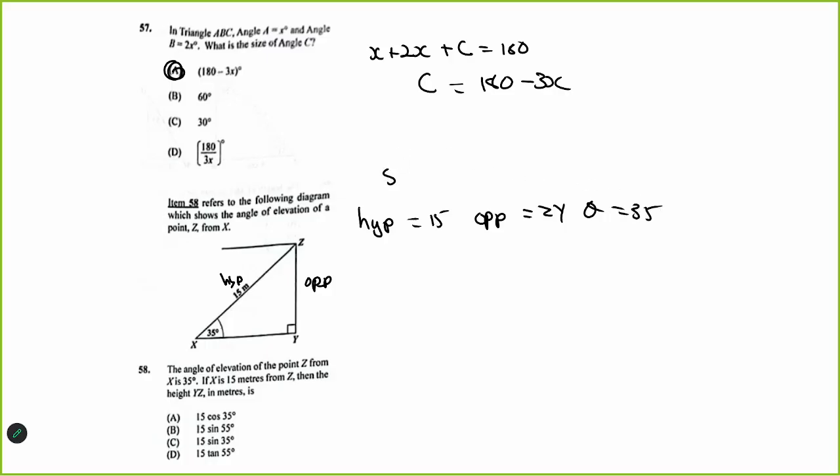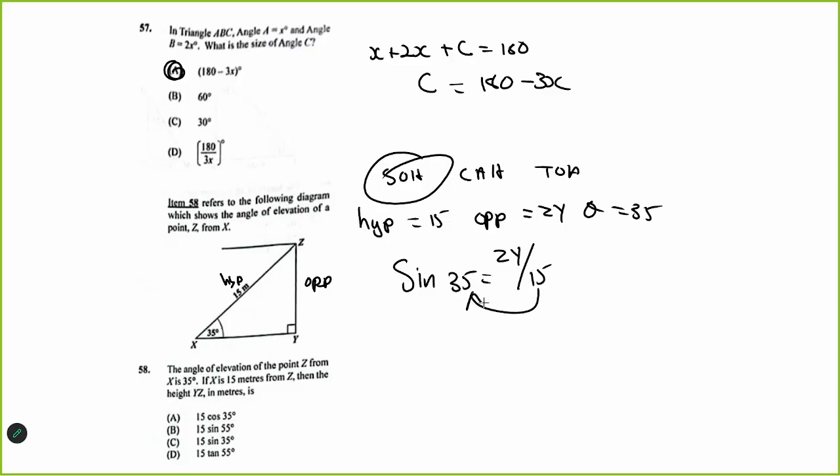You're going to use SOHCAHTOA. Which one has opposite and hypotenuse? Sine. So it'll be sine 35 equals opposite ZY over 15. Carry this across. So ZY equals 15 sine 35. We have that as D. So the answer is C, 15 sine 35.